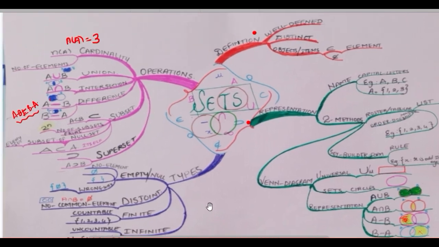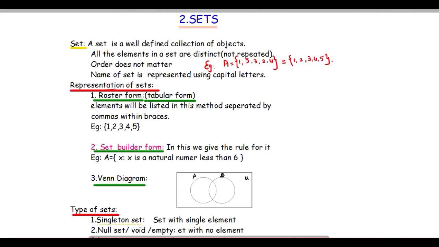Let us do a quick recapitulation of the definitions of sets. A set is a well defined collection of objects. All the elements in a set are distinct, which means not repeated. As you can see in this example, A is the set 1, 2, 3, 4, 5, and the same set can also be written as 1, 5, 3, 2, 4. So, they are still the same. The order does not matter. The name of the set is represented using a capital letter, as we have done here using capital A.